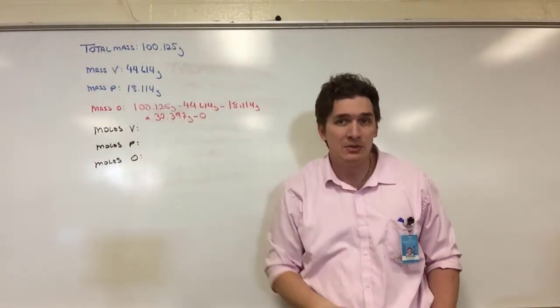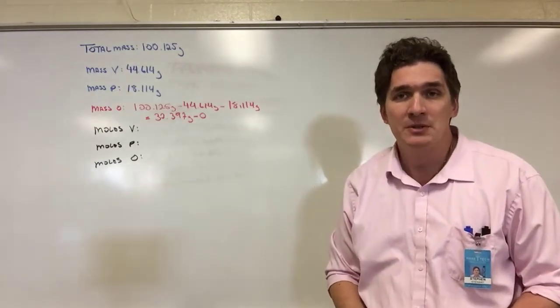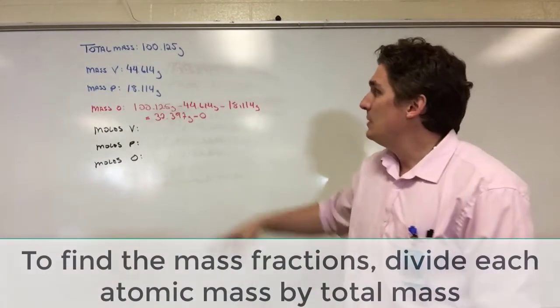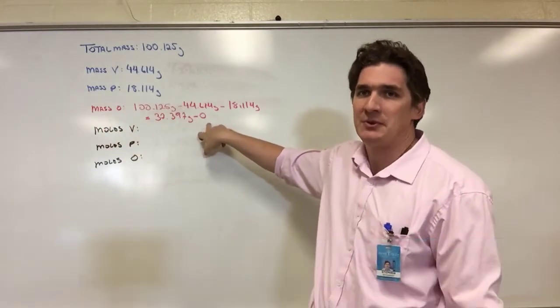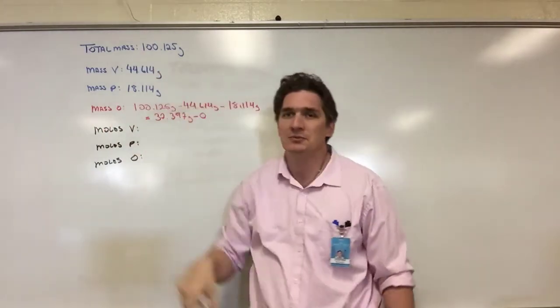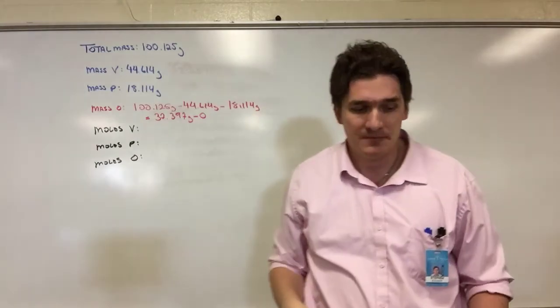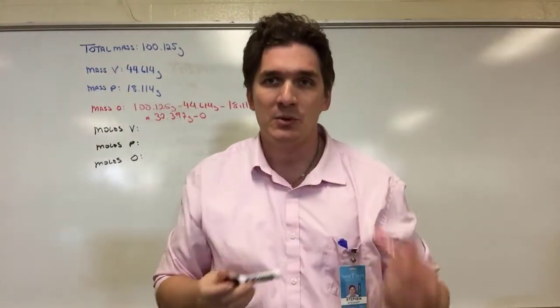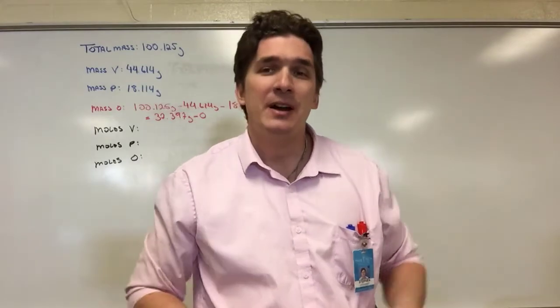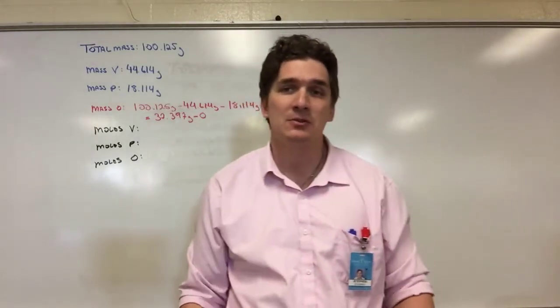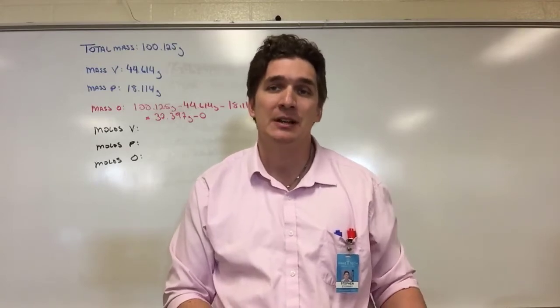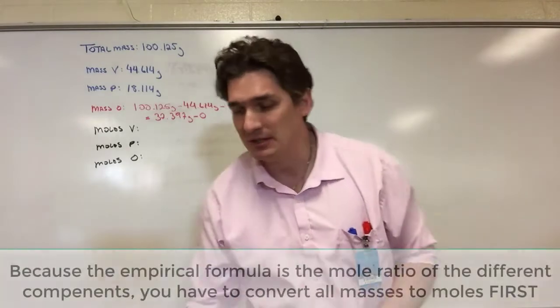Now, what you can do with these numbers before you even start going to empirical formulas is find the mass fractions. So if I wanted to know the mass fraction of oxygen, it's just 37.397 grams divided by the 100.125, and so forth for the other ones. But we're not doing that. We want to find the empirical formula. So to find the empirical formula, the first thing we have to do is go to moles, because your empirical formula is a mole ratio between the different elements within the compound you're looking at.